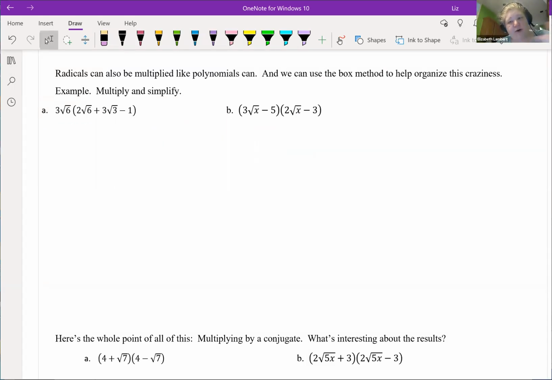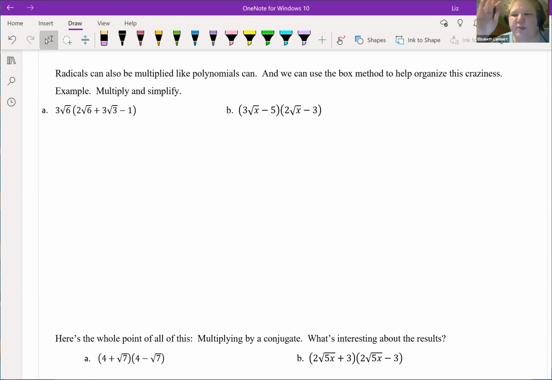Welcome back. What we are now going to look at is multiplying with these radicals. And the good news is this is going to go very similar to polynomials. And in fact, we can even use the box to organize this craziness. So that is what I'm going to do.